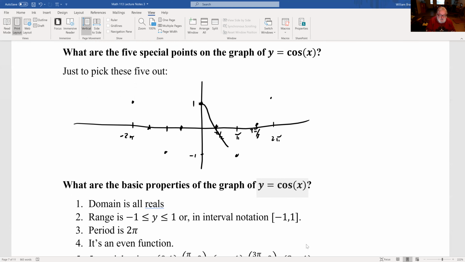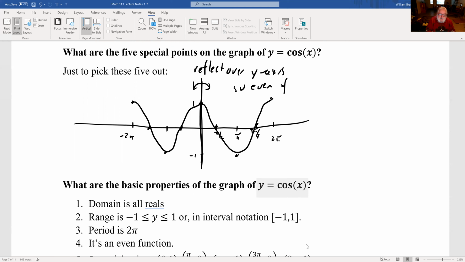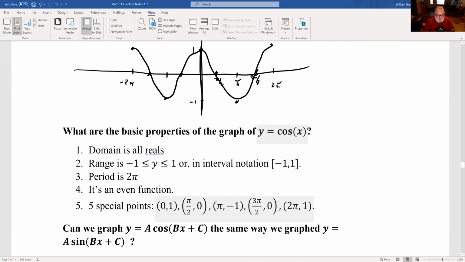So my graph is one cycle there and one cycle there. And you see that it's a reflection over the y-axis. So it's an even function. And then finally, the 5 special points are listed down here.